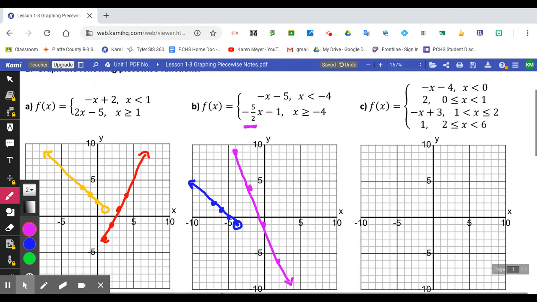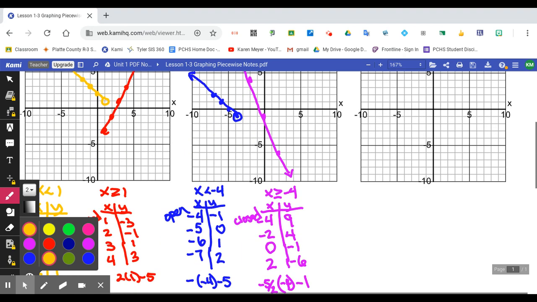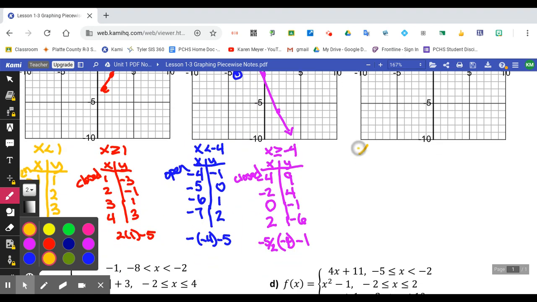C, this time we're going to make it a little more challenging because we are going to put 4 parts instead of just 2 parts. So let's start with the top one. On the top one, we have the restriction of x is less than 0. So I'm going to start with 0 and then pick numbers that are less. So -1, -2, and -3.